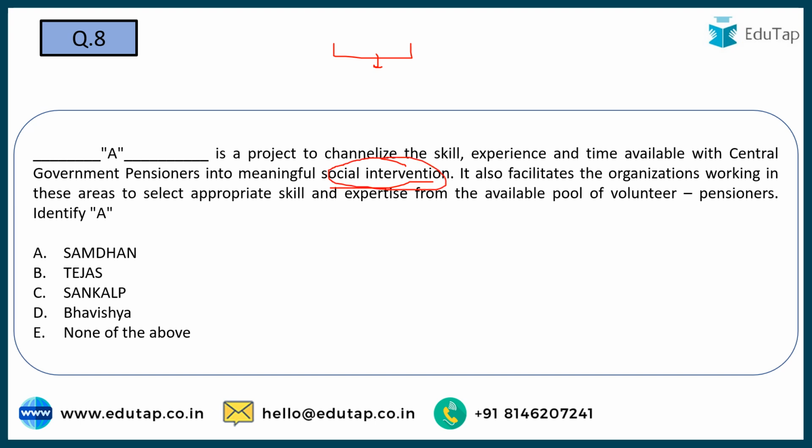Name that particular portal. This particular portal also facilitates organizations working in the area to select appropriate skills and expertise from the available pool of volunteers, pensioners. Identify A over here. Is it Samadhan, Tejas, Sankalp, Bhavishya, or none of the above? See, the correct answer over here will be Sankalp. Sankalp is that particular portal on which you can just list out yourself that yes, I want to take part in social interventions and I want to make friends. Like I want to live a life after retirement also. And in this particular portal, you can contribute to the society.